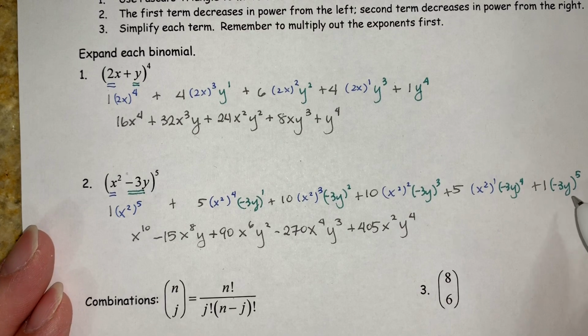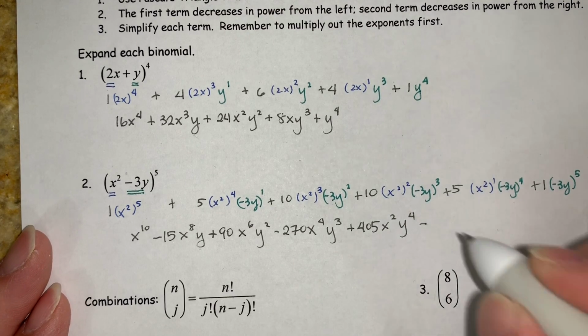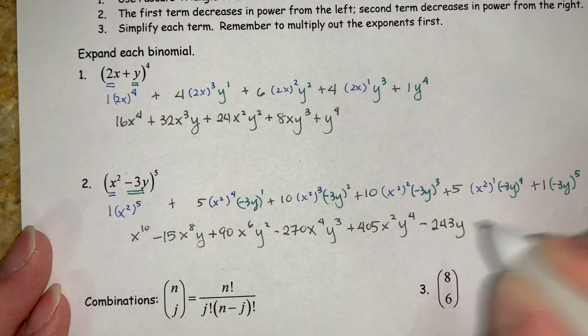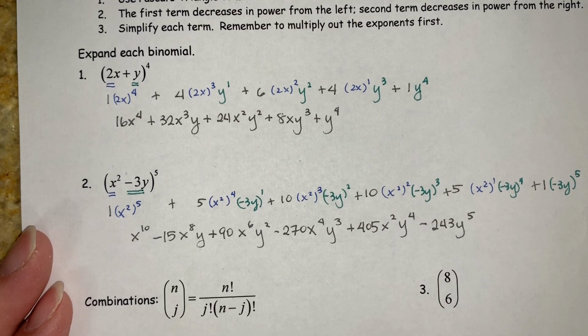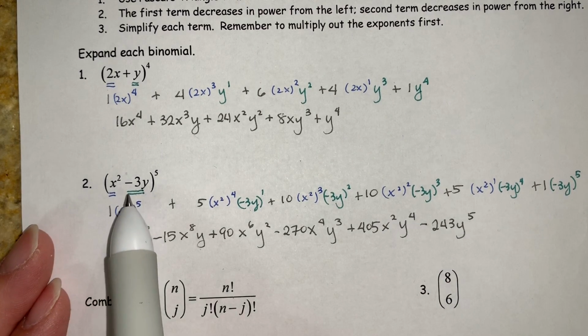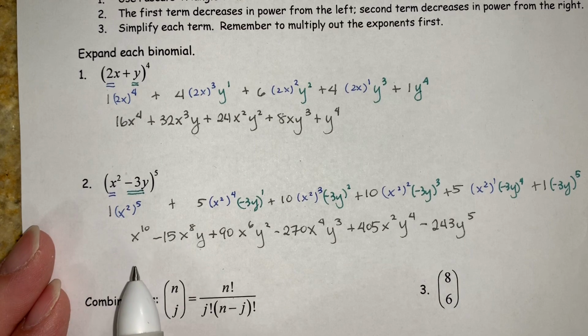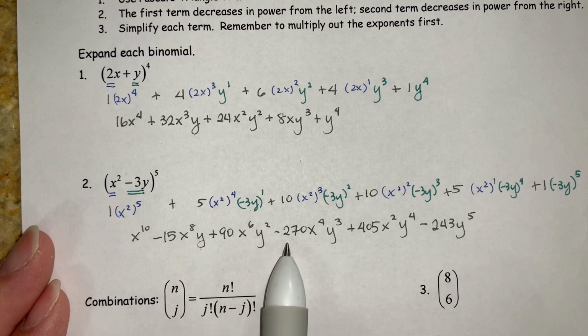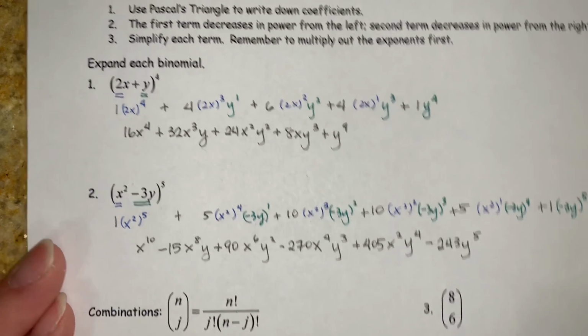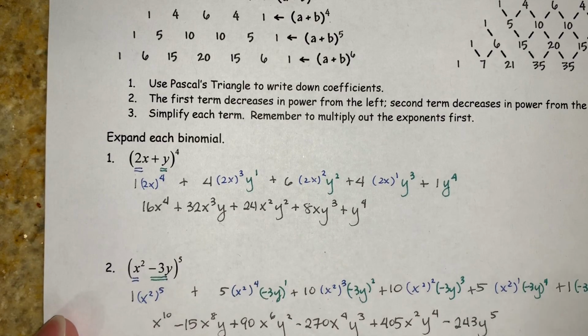And last but not least, you have negative 3 to the 5th. That's negative. 3 to the 5th is 243. So 243, y to the 5th. So one thing you have to watch out for is when there's a negative, notice that your signs alternate. Positive, negative, positive, negative, positive, negative until the end. Whereas if it's plus, it just pluses all the way.